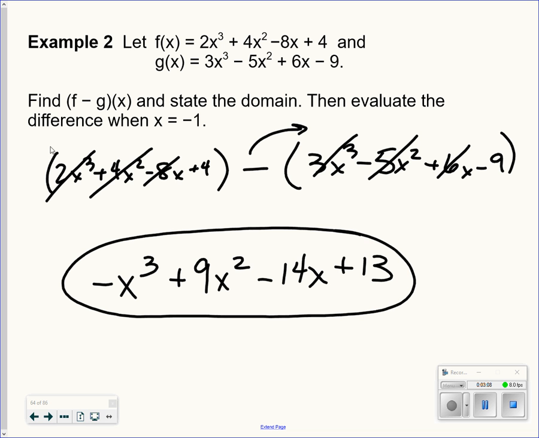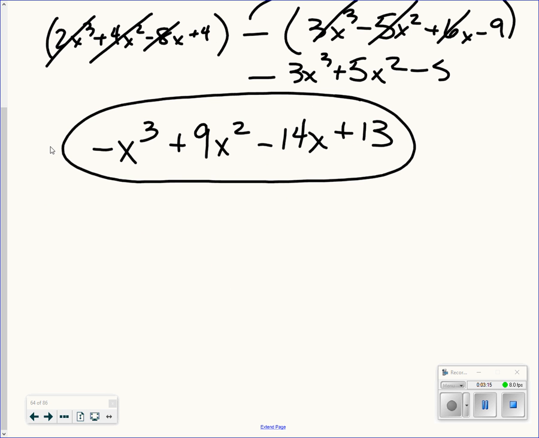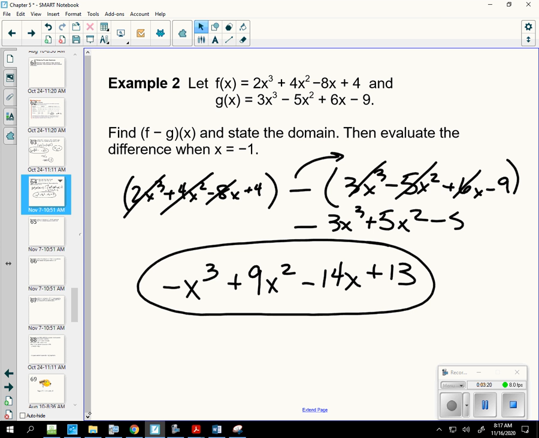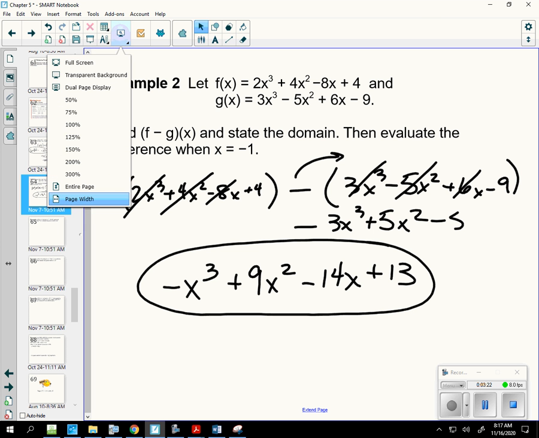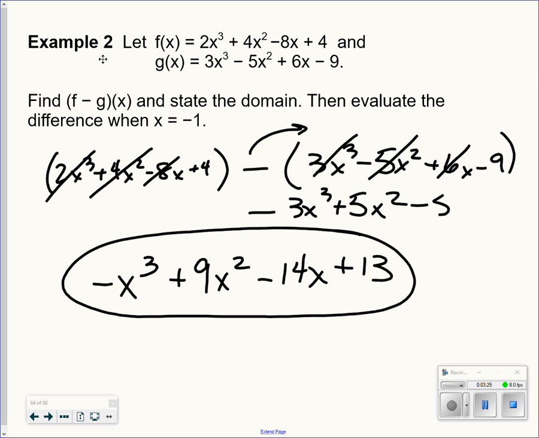Some of you who struggle on this may want to consider rewriting the question and changing all the signs. Oops, that moved down on me, so hold on one second. Changing all the signs. So this would be -6x plus 9, and then add like terms. So again, that's another way of doing it. Domain, because there's no radicals and because there's no fractions, the domain is all real numbers. And then evaluate at -1.